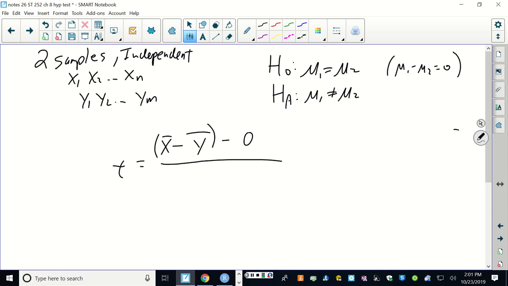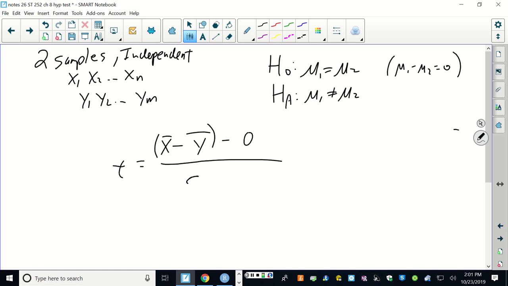In some cases, you might think that there's a difference. So if you think that things are increasing with inflation, then there'd be a certain percentage increase or something like that. But you might not have a non-zero value. If it's non-zero, you put the difference there. And then we need the standard error for this.